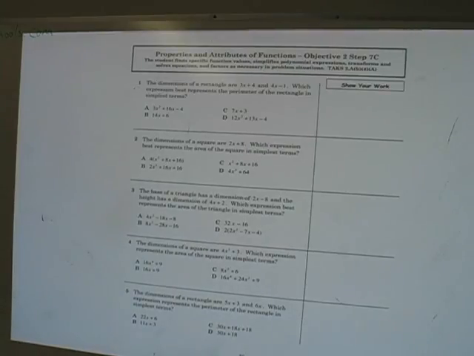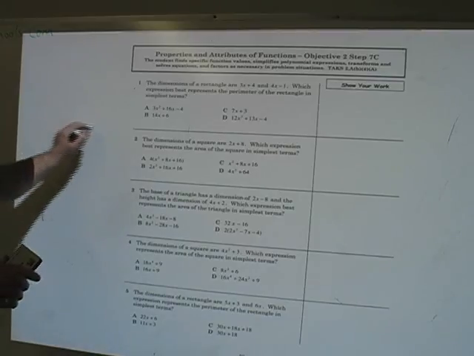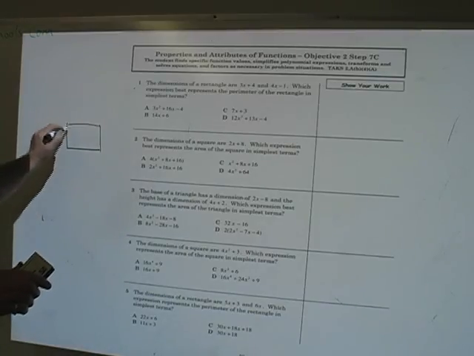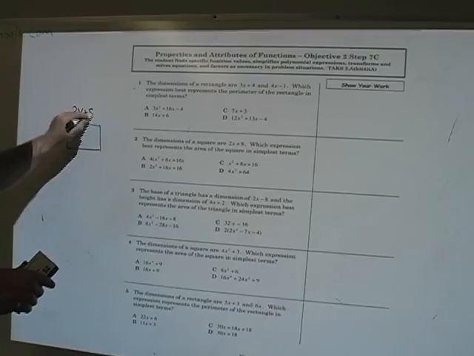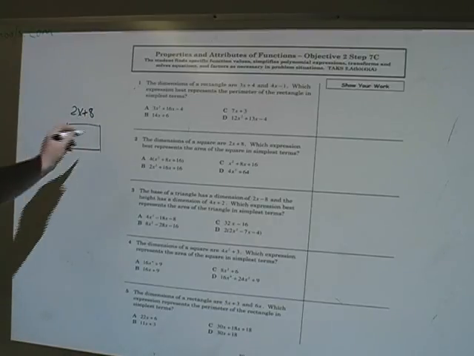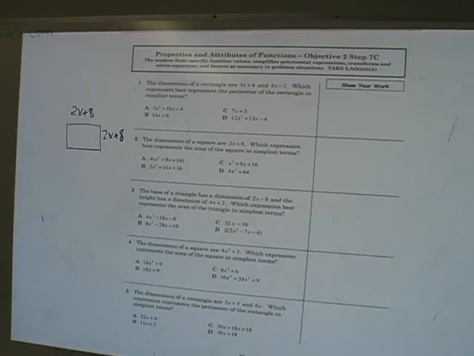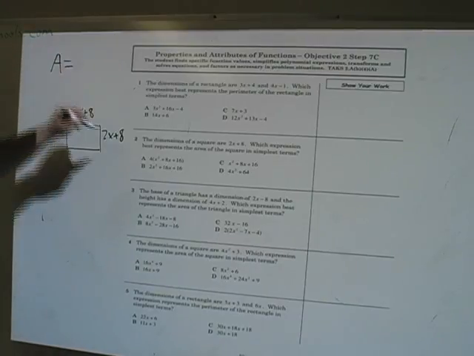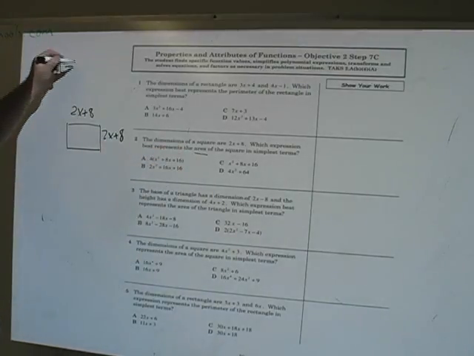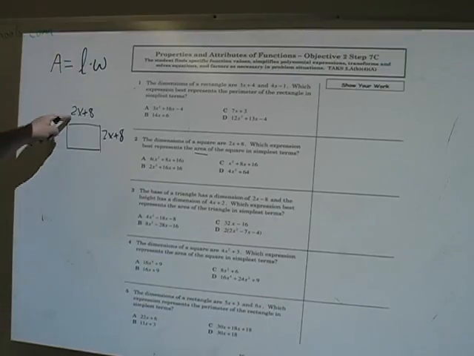Okay, number 2 describes a square. So draw the square. It's 2x plus 8. And since it's a square, it's 2x plus 8 on all 4 sides. Now they want to know the area. And you know that area is length times width. So 2x plus 8 times 2x plus 8.